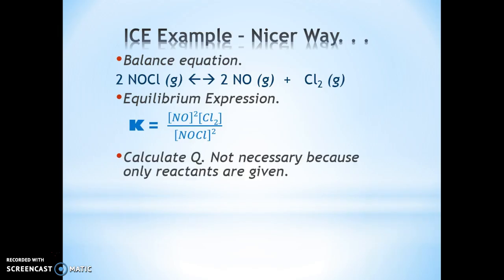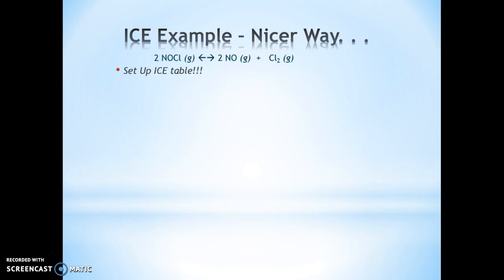Okay, now we have to evaluate Q. But again, it's not necessary. We were not given any products, so it is not necessary to evaluate Q because we only have the reactant NaCl. So we don't have to worry about anything else. So next, set up the ICE table. Notice how I write the equation up here at the top, and I'm going to put my numbers right below that for my ICE table so that I'm keeping track of what I'm talking about.